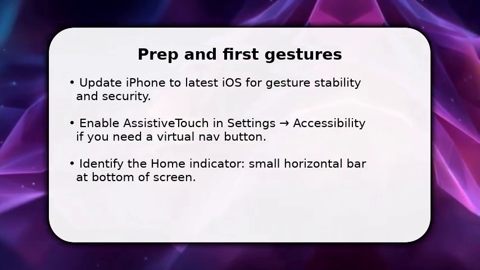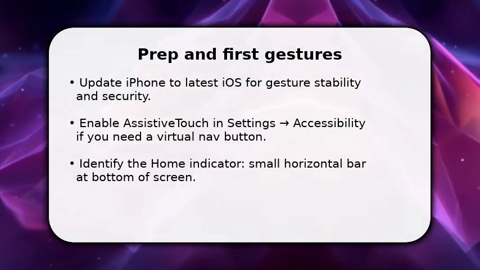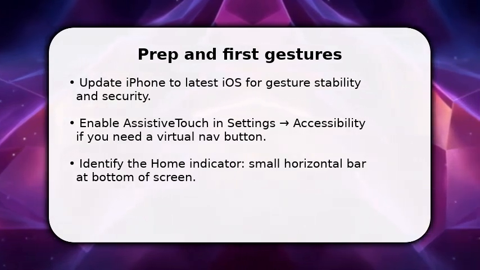Swipe up from the home indicator to go home, swipe up and pause to open the App Switcher. Swipe from either edge to go back in many apps. These first actions let you replace a physical button immediately.